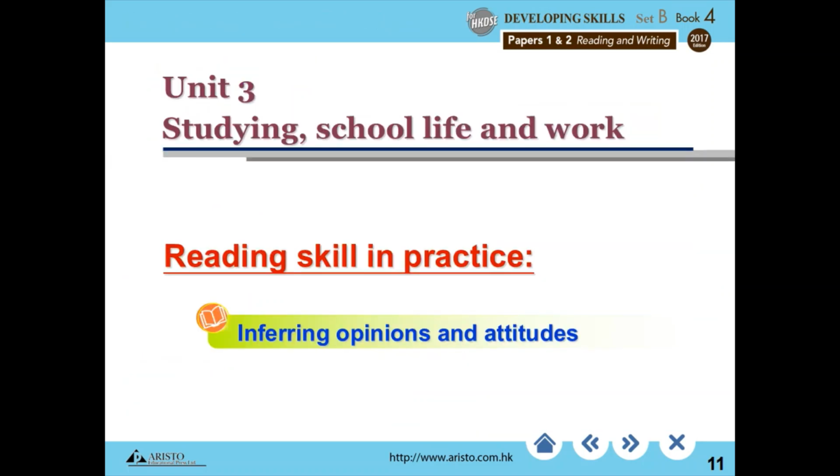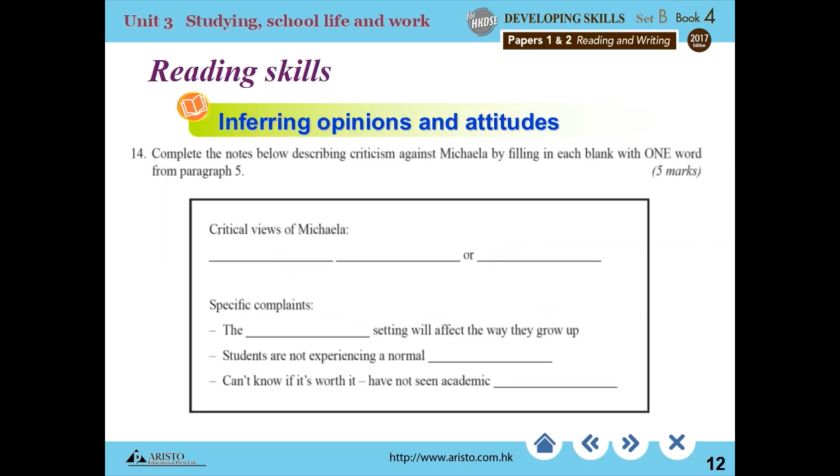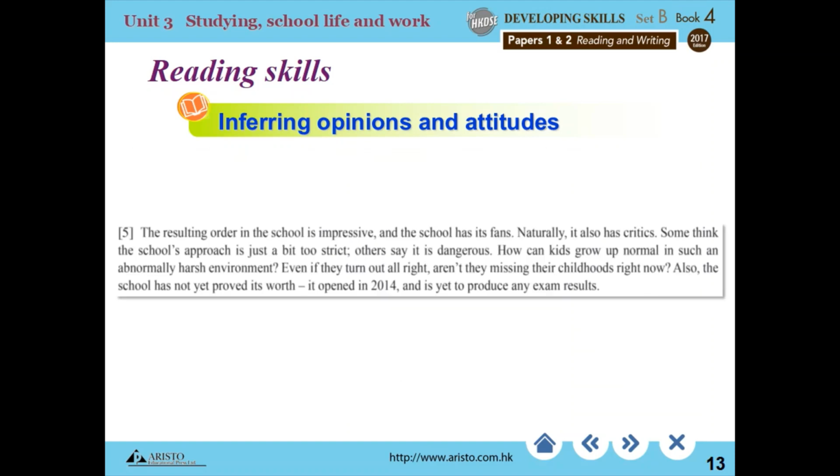Let's see how we can use this reading skill, inferring opinions and attitudes, to answer a reading comprehension question on the Paper 1 exam. Here's a note completion question about critical views of Michaela, the name of the school discussed in the reading passage. Let's take a look at the relevant passage. Remember this passage from earlier? We have seen how impressive expresses a positive opinion, while too strict and dangerous express a negative opinion.